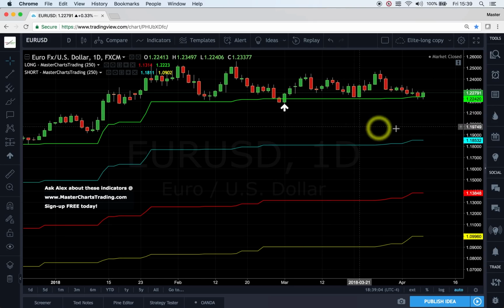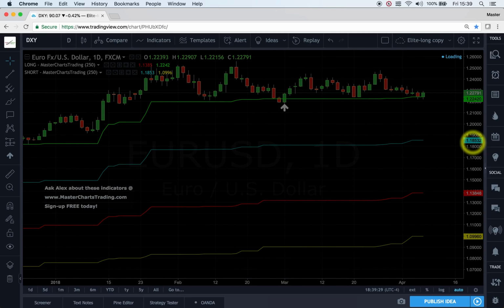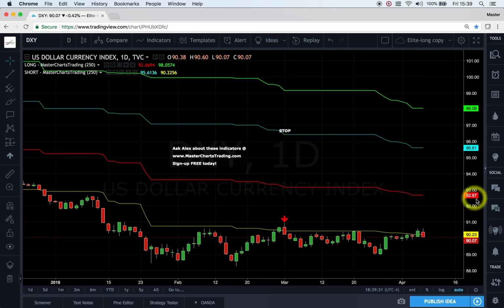Now, ideally, if euro breaks this support level, which is currently at 1.22420, this green line, then a trip to the blue line, which is at 1.1853, is not out of the ordinary. And if that happens, the dollar index will obviously gain, and I'm estimating it might go as high as 92 here.